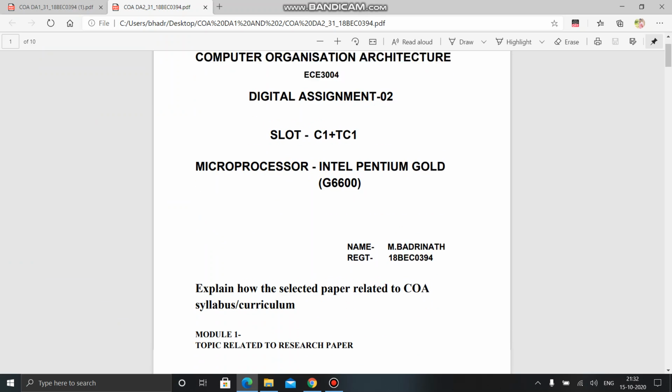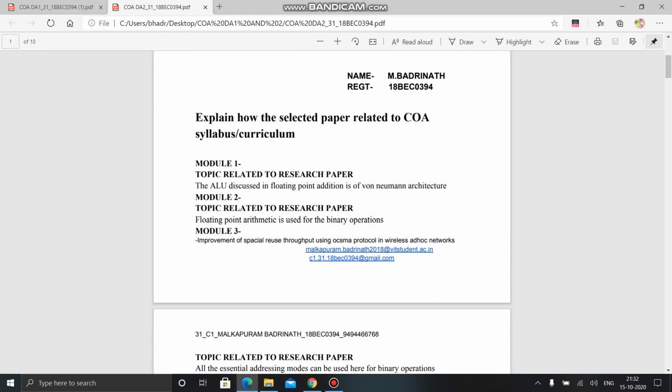So, coming to digital assignment 2, our first question is to explain how the selected paper is related to the CO syllabus. Module 1, topic related to the research paper: the ALU discussed in floating point addition is of non-Neumann architecture. Module 2 is related in a way such that floating point arithmetic is used for binary operations.